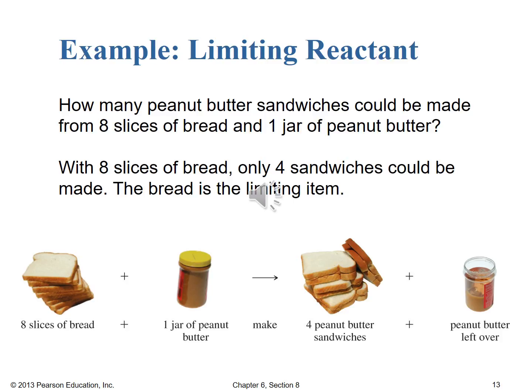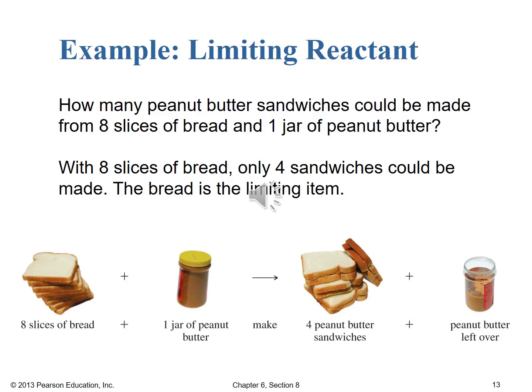Okay, so let's have an example of a limiting reactant. If you think of this example here, how many peanut butter sandwiches could be made from 8 slices of bread and 1 jar of peanut butter? Well, if you're thinking that there's typically a lot of peanut butter in a jar, unless you like your sandwiches really peanut buttery, that jar of peanut butter should outlast those 8 slices of bread.